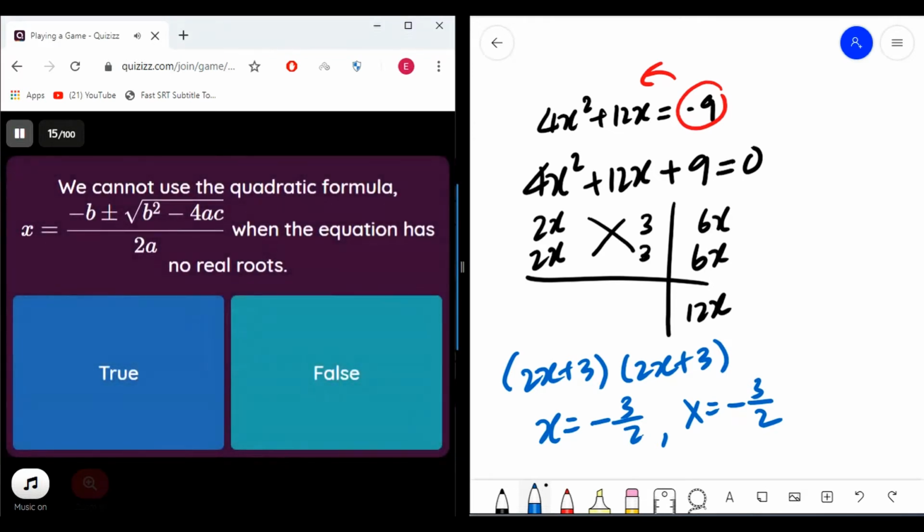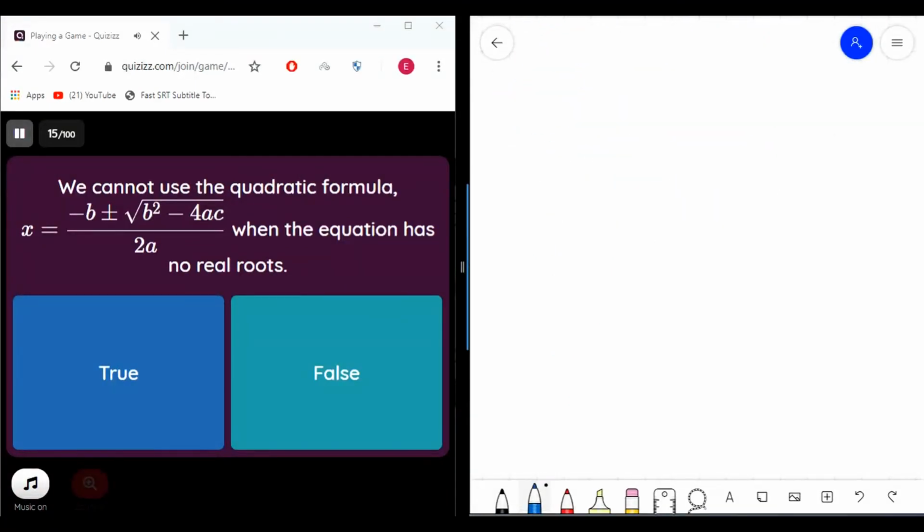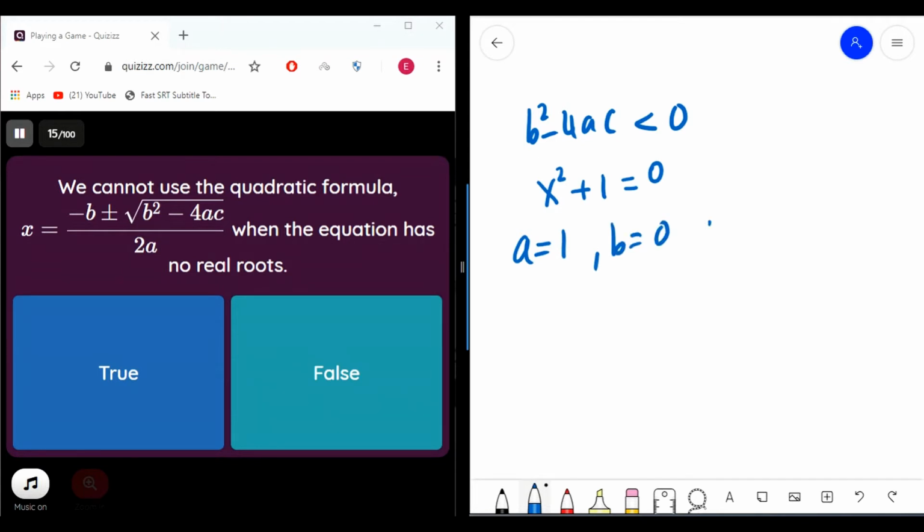Number 15. We cannot use the quadratic formula x equals -b plus minus square root of b squared minus 4ac over 2a when the equation has no real roots. Okay, don't get confused. No real roots means the quadratic equation has imaginary roots, meaning the discriminant b squared minus 4ac is smaller than 0. Let's say x squared, b we let it be 0, then plus 1 equals 0. So our a is 1, b is 0, and c is 1.